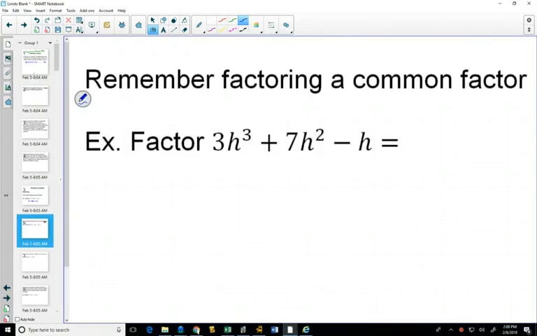Then we had factoring with a common factor. Again, no problems here. You can take out the common factor of h. Oops, minus 1. And then we're left with a binomial inside. Can we factor that one further? No. You could try, right?